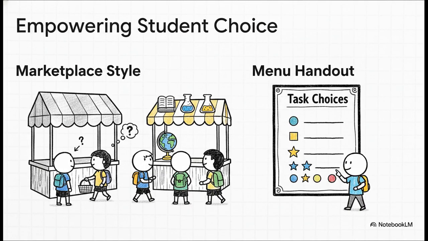Another brilliant strategy is just to empower students with choice. You could set up a marketplace of different activity stations around the room, or even just hand out a menu of tasks they can choose from. When you do this, you give them autonomy, and they will naturally pick the tasks that are just right for them. It's differentiation that happens all by itself.